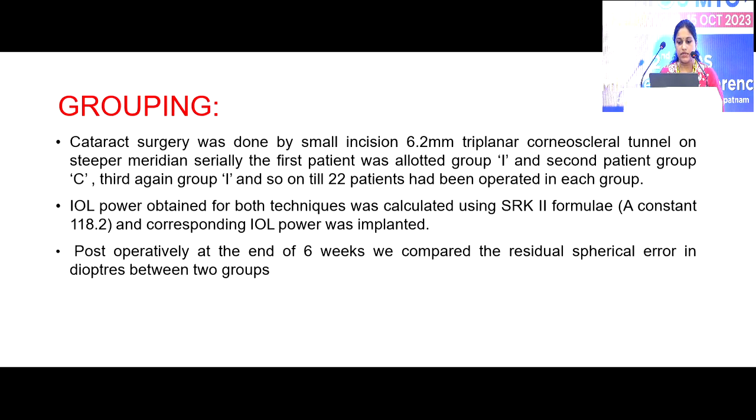Grouping: cataract surgery was done by small incision, 6.2 mm triplanar corneoscleral tunnel on steeper meridian, serially. The first patient was allotted group I and second patient group C. Third again group I and so on till 22 patients had been operated in each group.